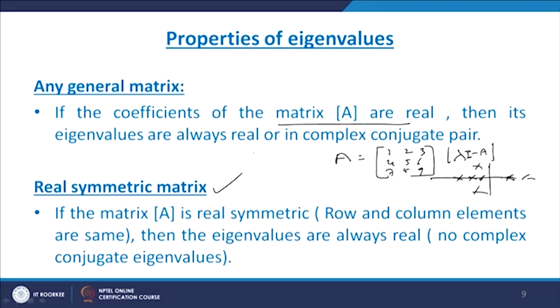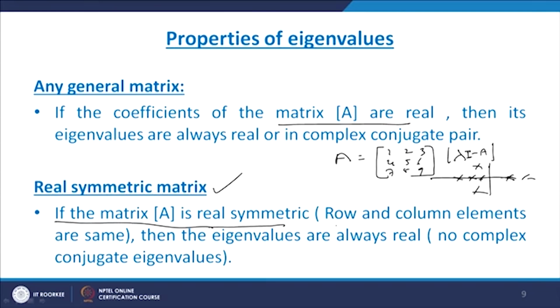Now we come to the real symmetric matrix. If matrix A is real symmetric, what is real symmetric? The row and column elements are the same. If you take any matrix where the row elements and the column elements are the same, that matrix is called a real symmetric matrix, and when the matrix is real symmetric, all its eigenvalues lie on the real axis. There will be no complex conjugate eigenvalues.